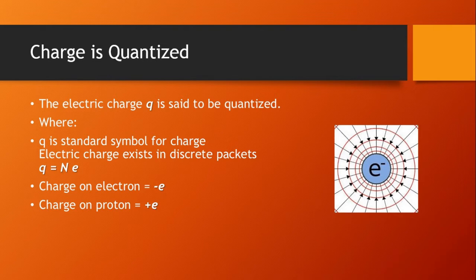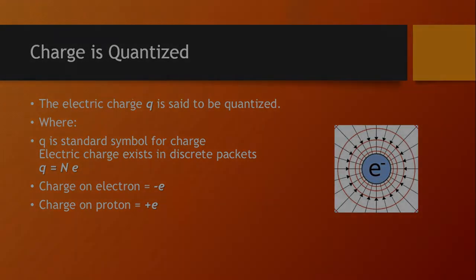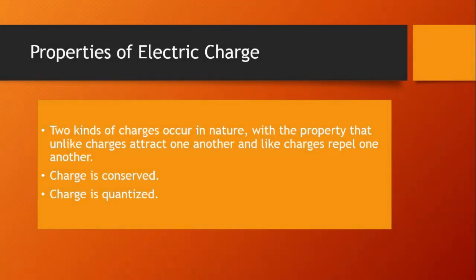Because charge is a conserved quantity, the net charge in a closed region remains the same. If charged particles are created in some process, they are always created in pairs whose members have equal magnitude charge of opposite sign. From our discussion so far, we conclude that electric charge has the following important properties. Two kinds of charges occur in nature, with the property that unlike charges attract one another and like charges repel one another. Charge is conserved, and charge is quantized.